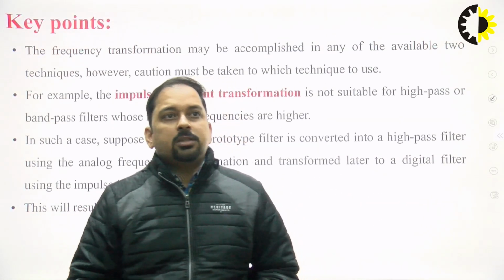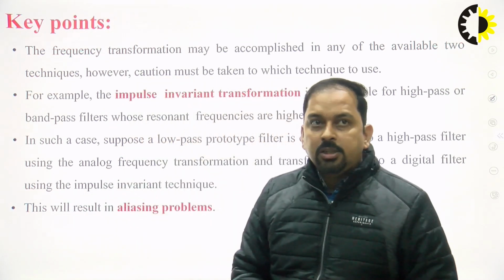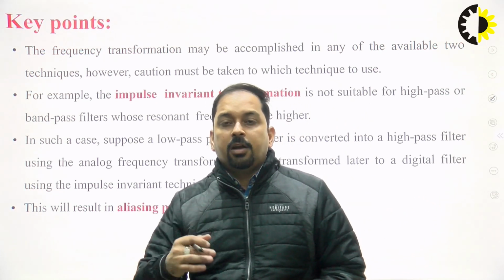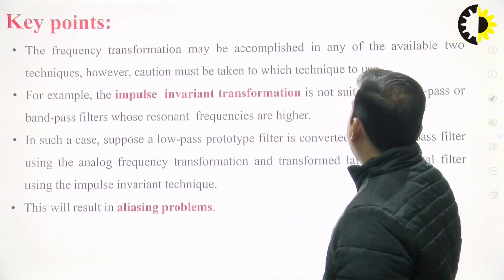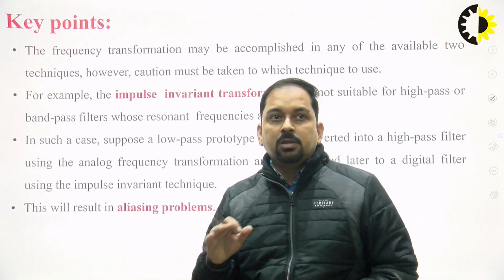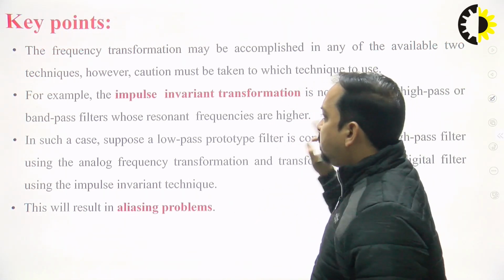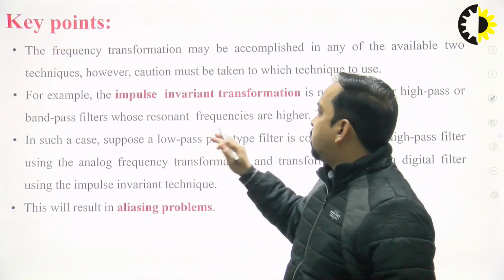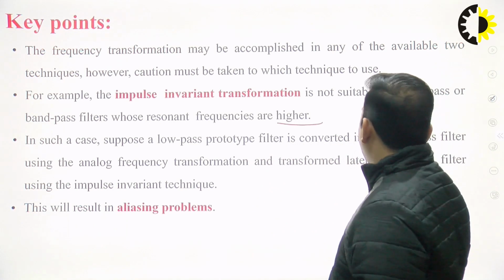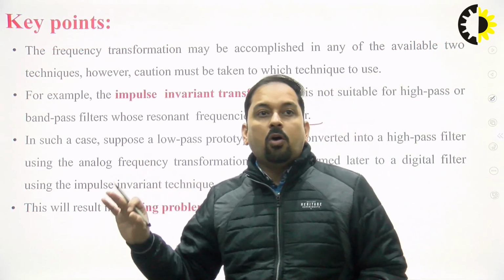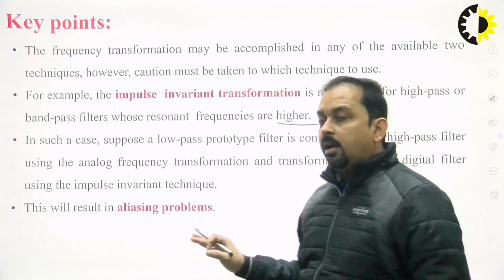Now there are some key points. The frequency transformation can be accomplished in either of the two ways. However, caution must be taken while using these. For example, impulse invariance transformation is not suitable for high pass, as we are already aware, because the mapping was many to one. The same holds for band pass filters whose resonant frequencies are higher. In such a case, if a low pass prototype filter is converted to a high pass filter using the analog frequency transformation approach, it will result in an aliasing problem.